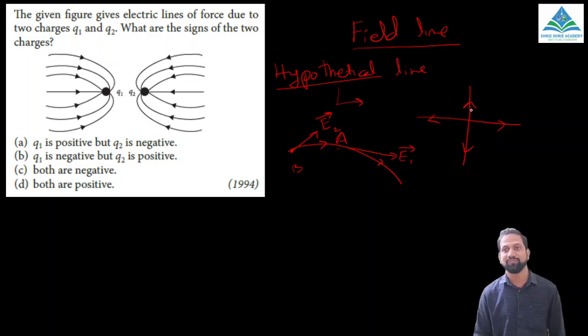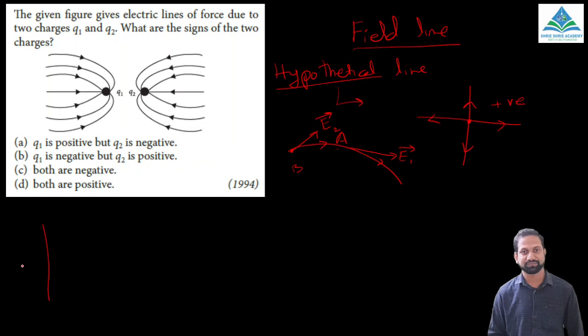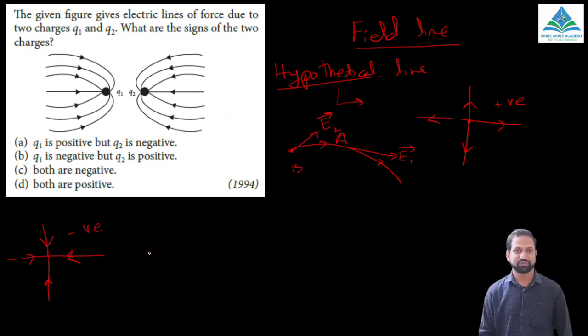So according to our convenience, the scientists have given that diverging field lines stand for positive charge, and if it is converging field lines, it is negative charge. I hope you got it. So converging stands for negative, diverging stands for positive. Now in the problem, all the field lines are converging only.